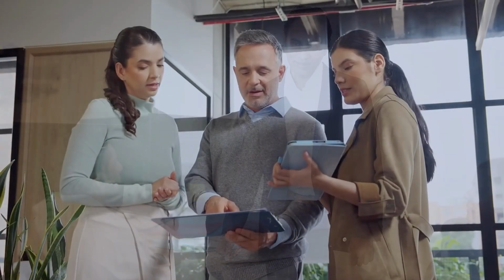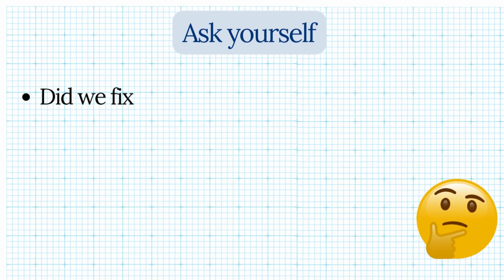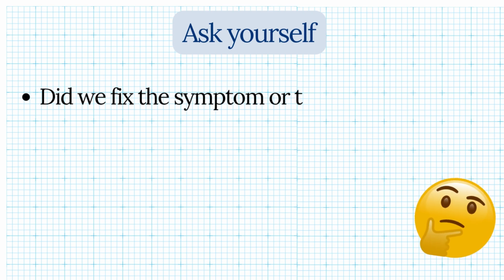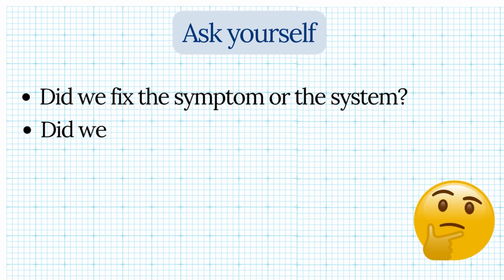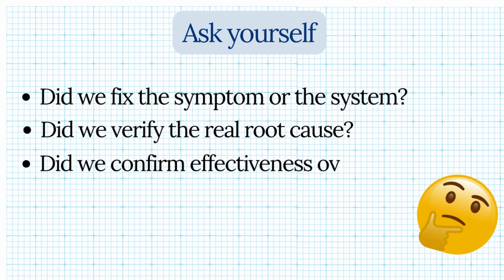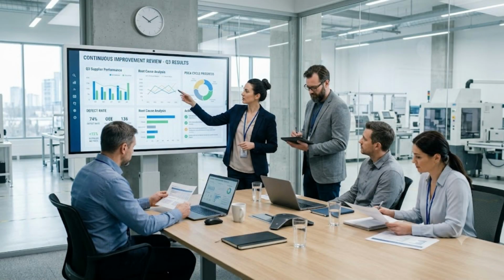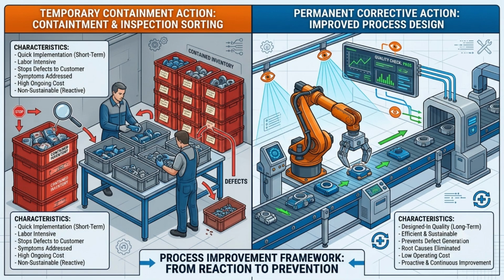So, how do we actually make corrective actions effective? Let me simplify it into three questions. Did we fix the symptom or the system? Did we verify the real root cause? Did we confirm the effectiveness over time, not just once? If any of these are missing, the problem is still technically open, even if the CAPA says closed.